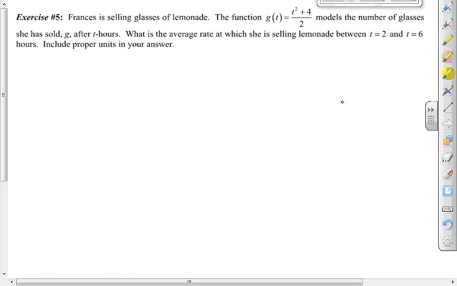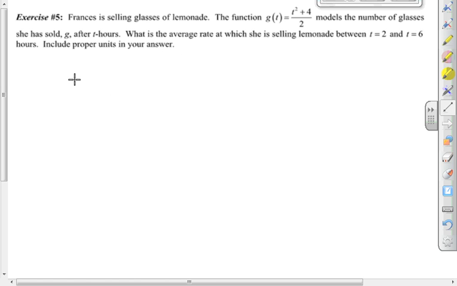In today's episode, we are looking at example 5 from Average Rate of Change classwork. In this example, we're told that Frances is selling glasses of lemonade. The function g of t equals t squared plus 4 divided by 2 models the number of glasses she has sold, g, after t hours. What is the average rate at which she is selling lemonade between t equals 2 and t equals 6 hours? Include proper units in your answer.